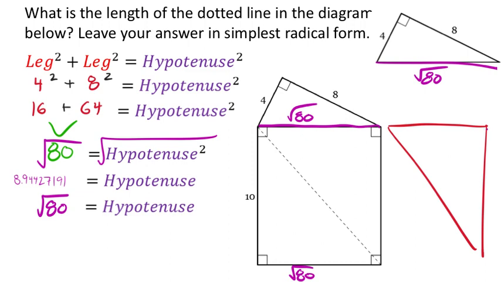I can see that my purple length, which has now become a leg, is the square root of 80. This length right here is 10, equivalent to this one, because opposite sides of rectangles are the same. So this length is 10. For this problem, we are trying to find this hypotenuse, which is what it was asking for in the first place. We want to find the length of this dotted line.